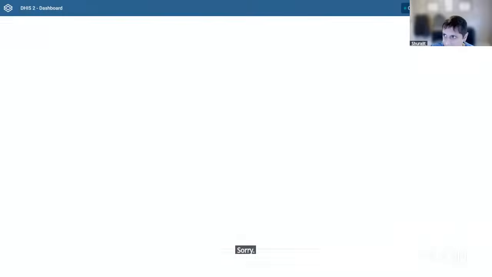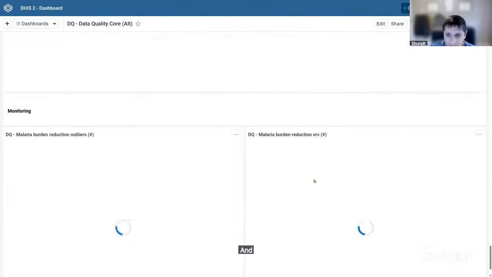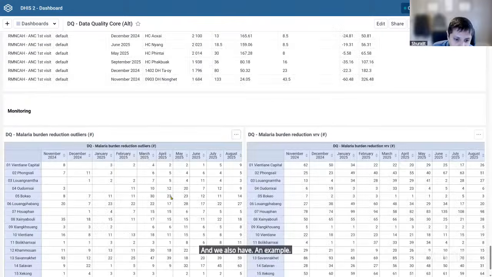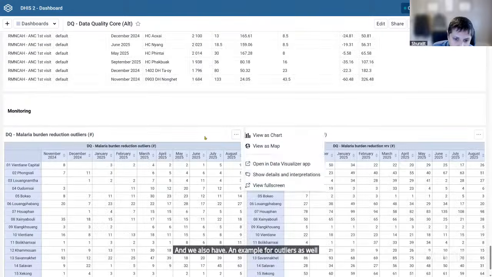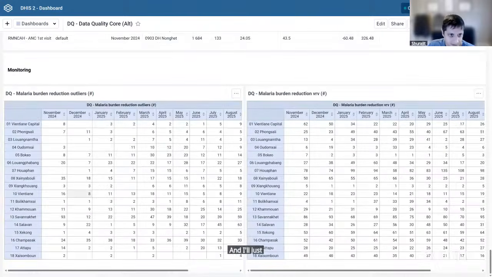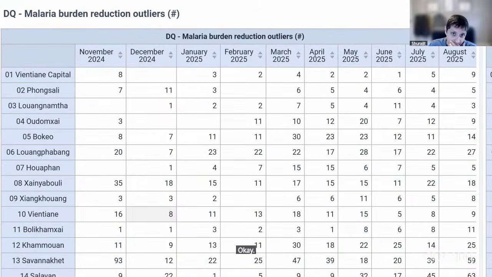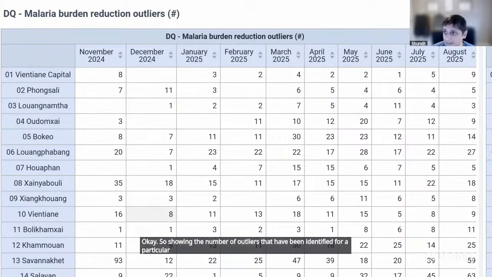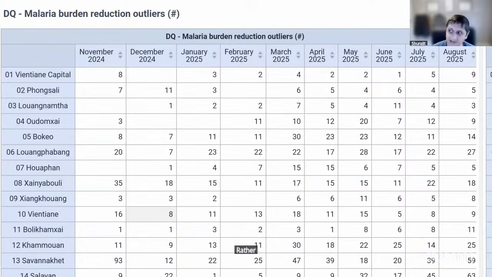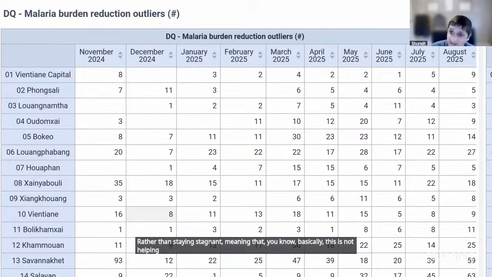And we also have an example for outliers as well. Same type of thing. Let me zoom in. So this shows the number of outliers identified for a particular period. You'd want to see those numbers reduce over time rather than staying stagnant, which would mean no one's fixing these problems.